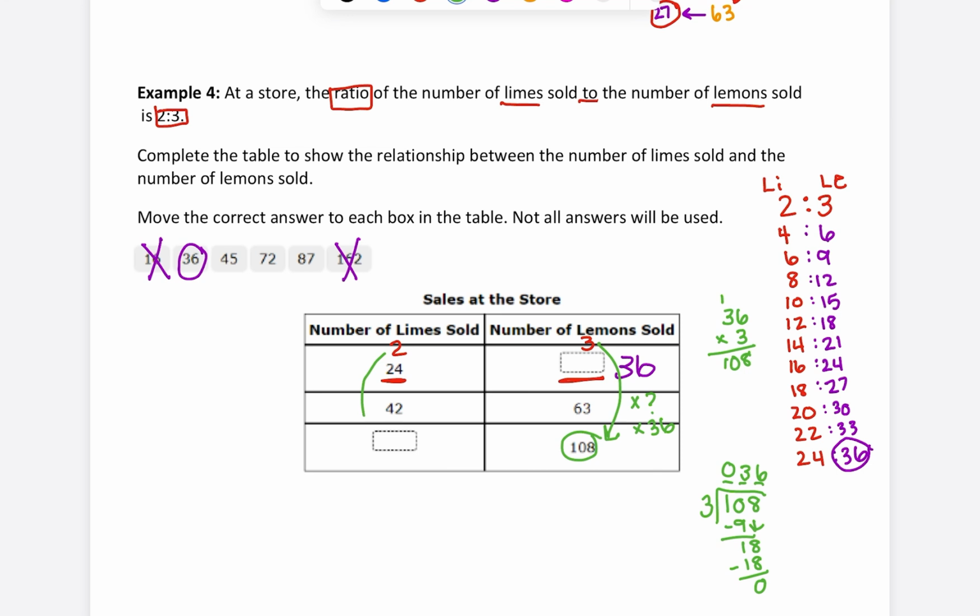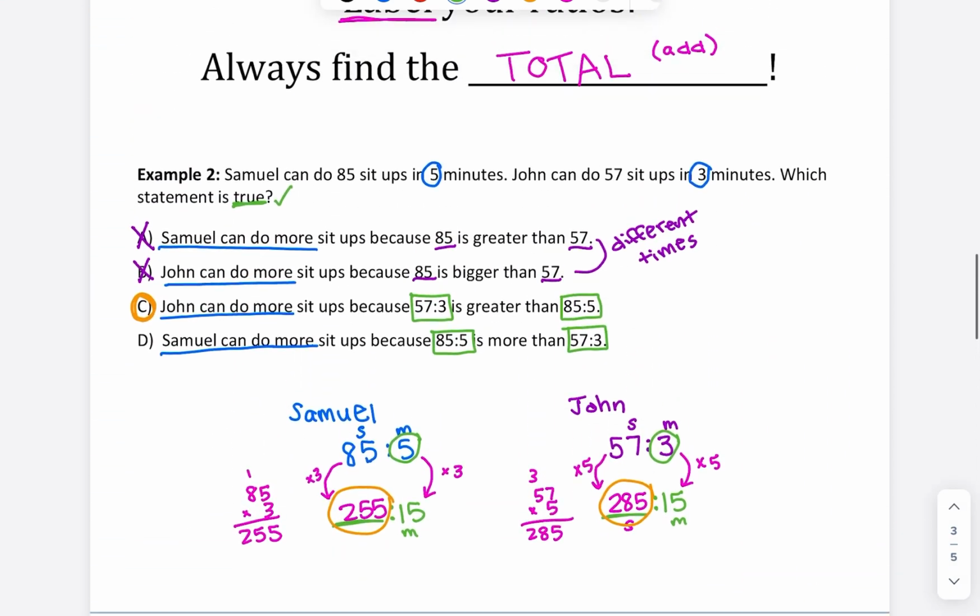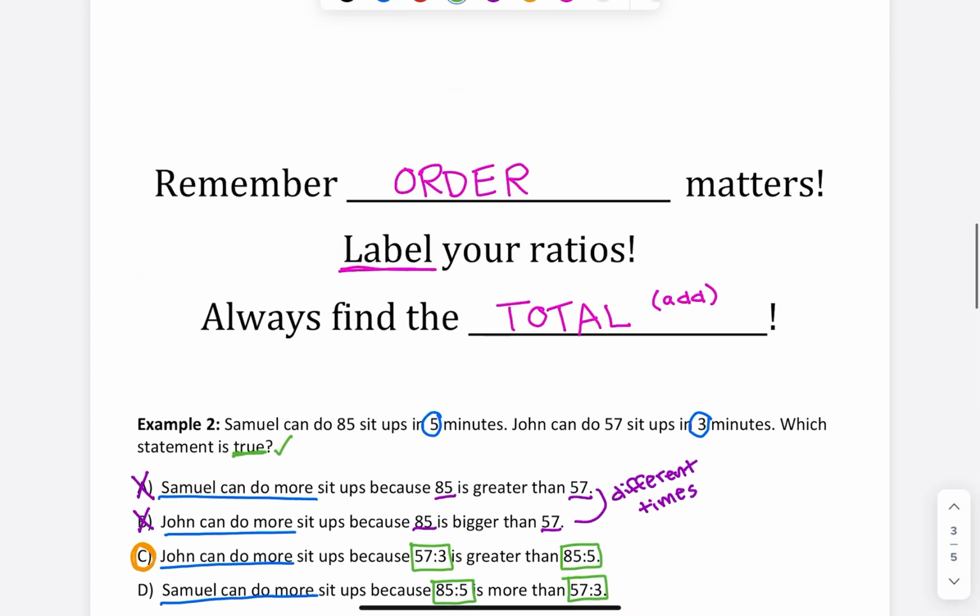So how do I get from 2 to my missing piece? I also need to multiply by 36, and 36 times 2 is 72. So my other answer would be 72. Okay, so just remember, ratios, order matters, we're gonna label, and sometimes you need to find your total, which means adding.